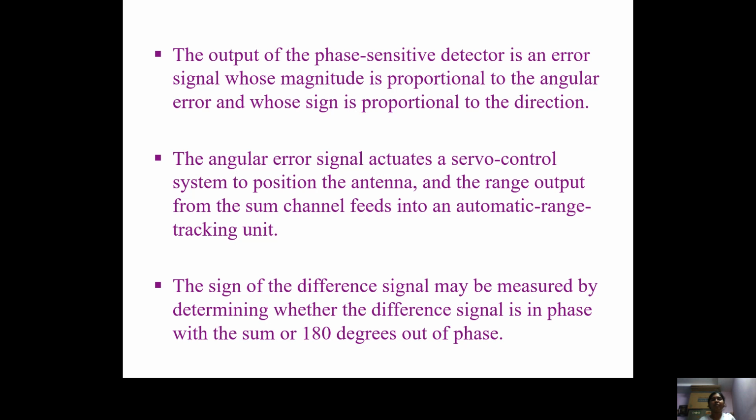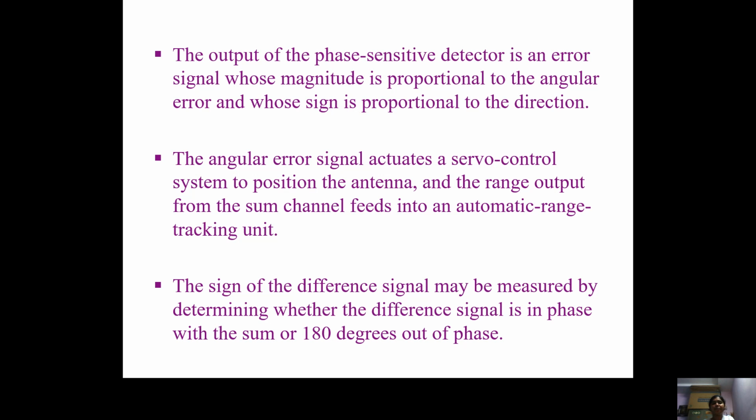So the range output from the sum channel feeds into an automatic range tracking unit. As we discussed earlier, whenever there is an error signal, that error signal is given to the servo control mechanism, where the motors are available. Those motors adjust the position of the antenna such that it faces the direction of the target. And in the sum channel, the range output feeds to the automatic range tracking unit.